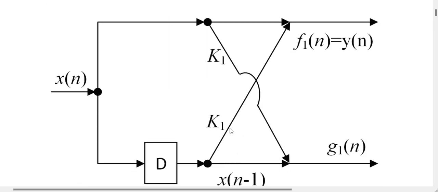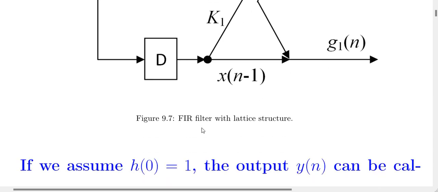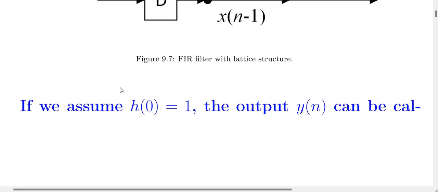Now, here you see the structure: delay, k1, x of n minus 1, and f1, which is equal to the output y of n, and g1 of n. This is an FIR filter with lattice structure.